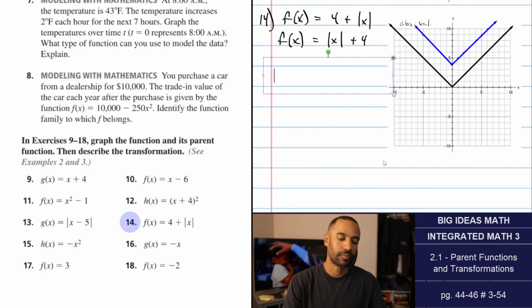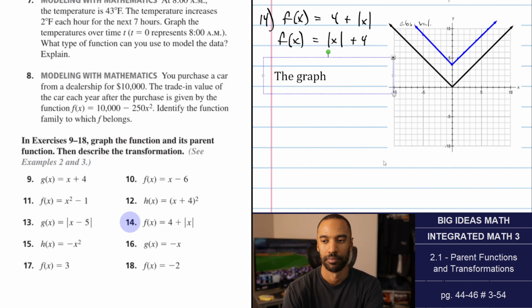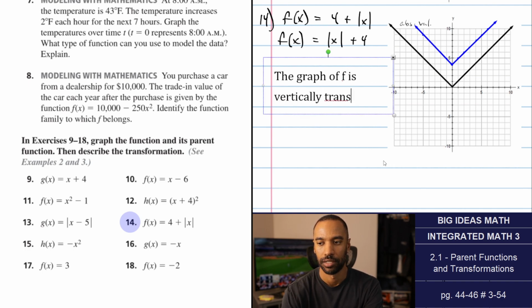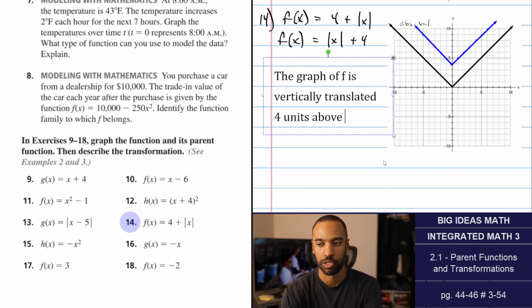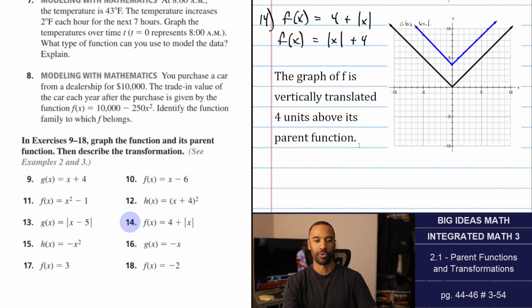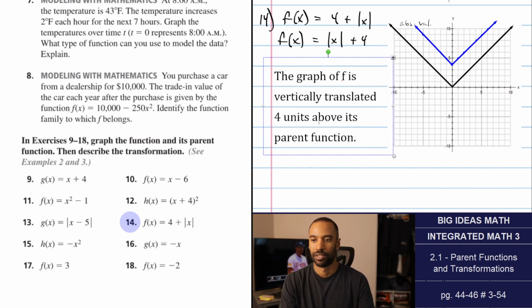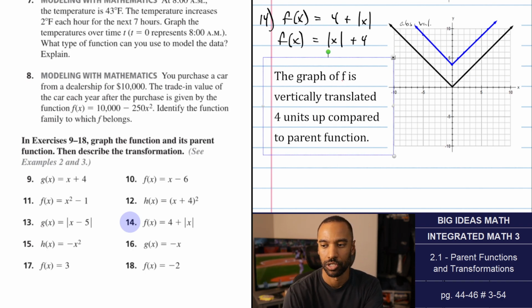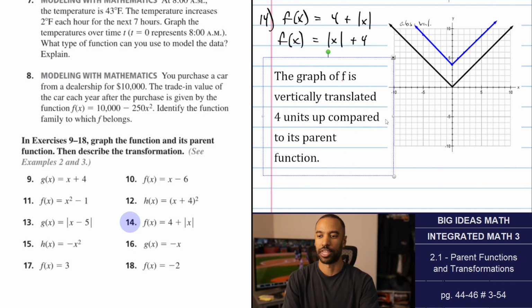So, the graph of f is a vertical translation 4 units up compared to its parent function. I don't think I was saying that right at first. I think I'm stating that differently than I was before, but that's okay.